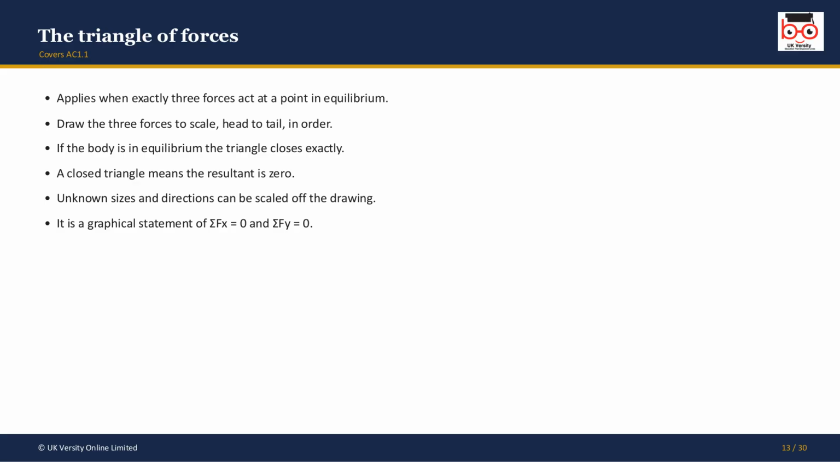The finish lands right back on the start, and that closure is simply another way of saying the resultant is 0. Any unknown sizes or directions can then be scaled straight off your drawing. In effect, it's a picture of the sums in X and Y both being 0.